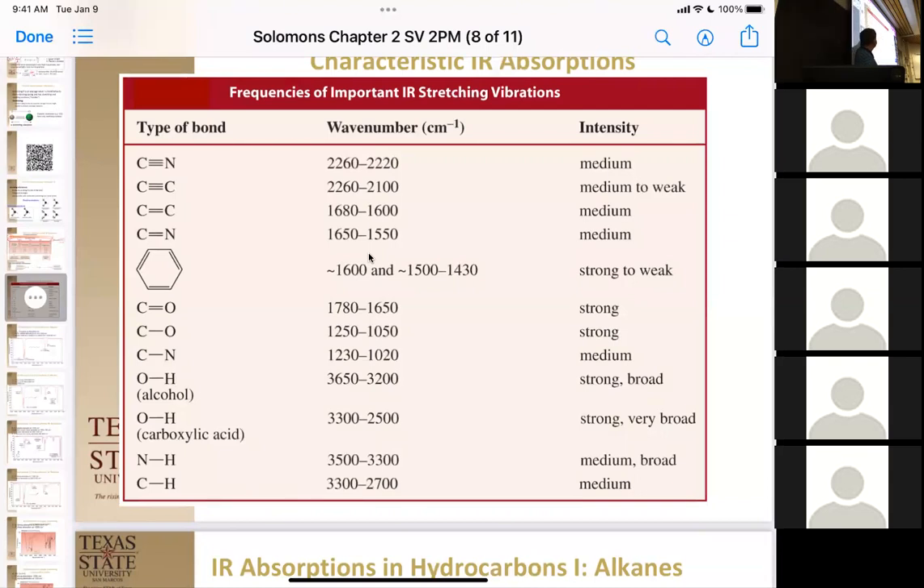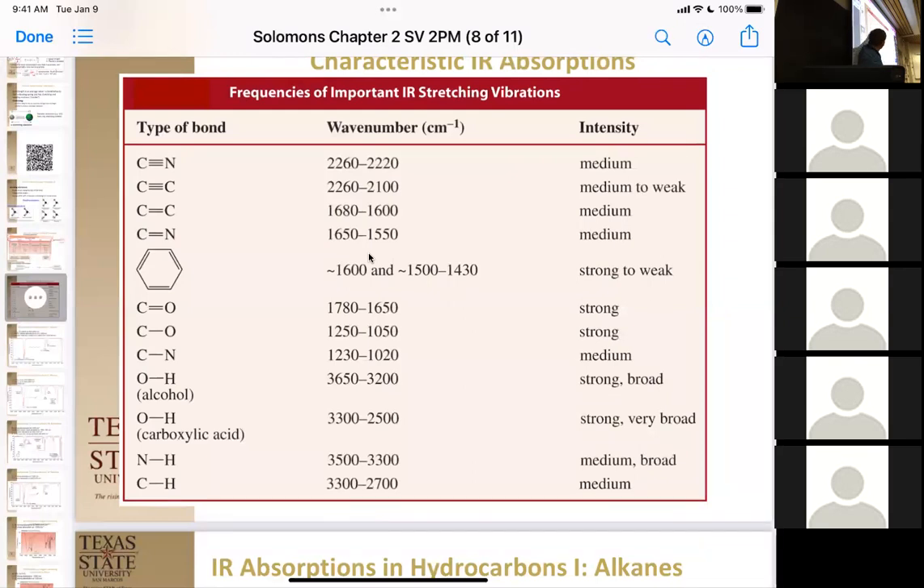We have C=O, C=N, and C=C double bonds. The carbon-carbon double bond and the carbon-nitrogen double bond are not very polar. They're right next to each other, so they have medium to weak intensity. But the carbon-oxygen, which is one more over, is always strong. It's a more polar bond, so it's a more intense signal.